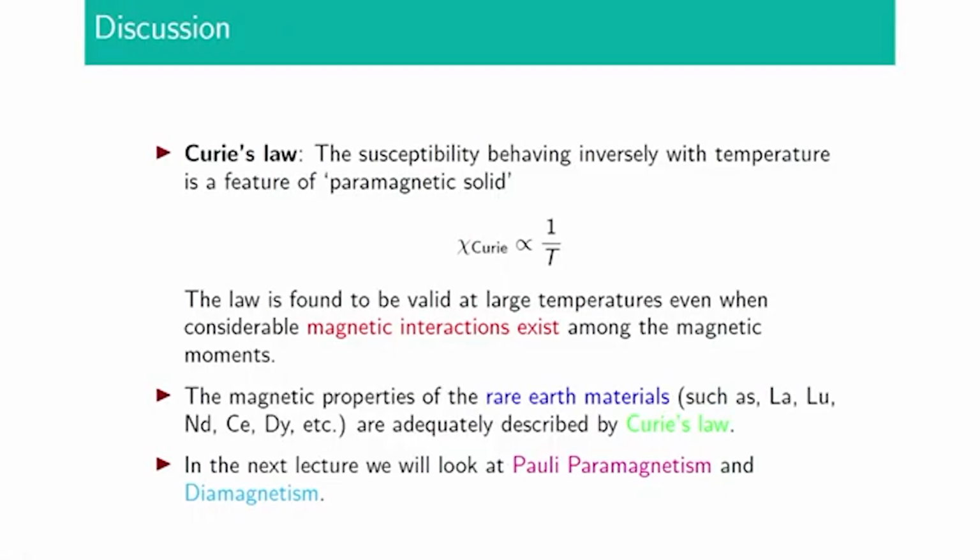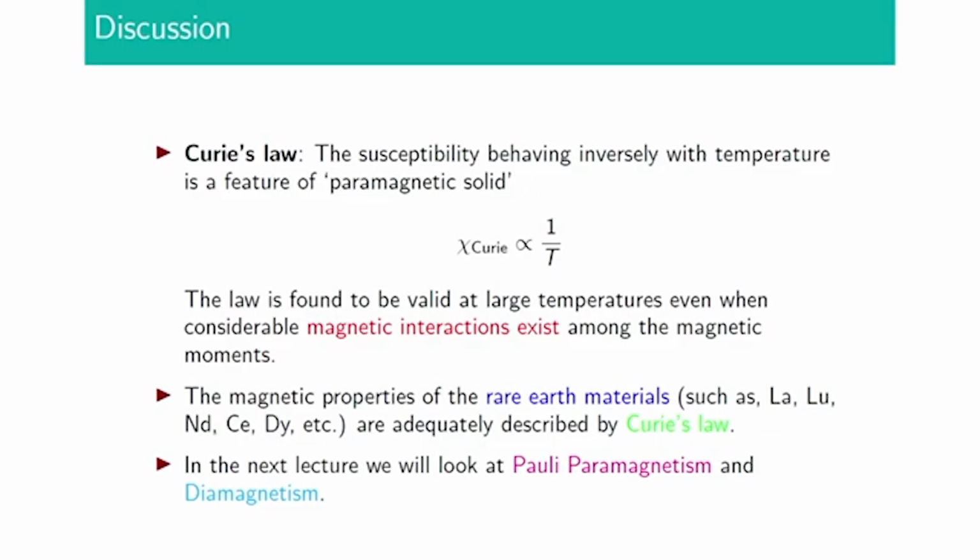So, this is called Curie's law. The susceptibility behaves inversely with temperature, and it is a feature of paramagnetic solids. The law is found to be valid at large temperatures, even when there are considerable magnetic interactions among the magnetic moments. The magnetic properties of rare earth materials such as lanthanum, lutetium, neodymium, cerium, dysprosium, etc., are adequately described by Curie's law.